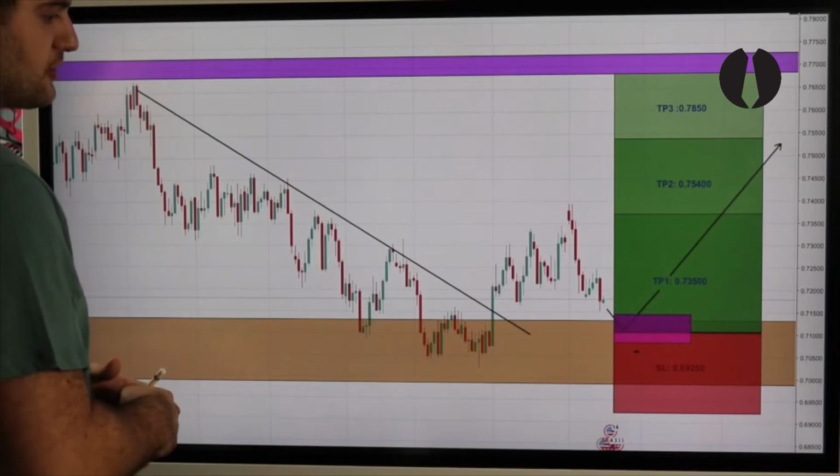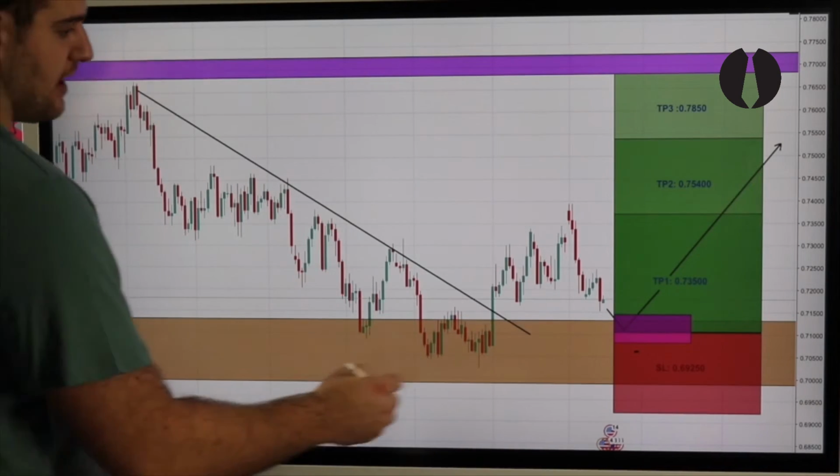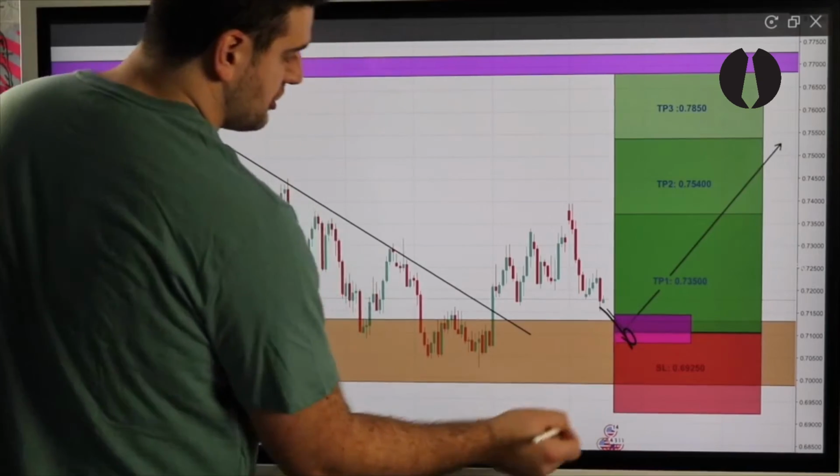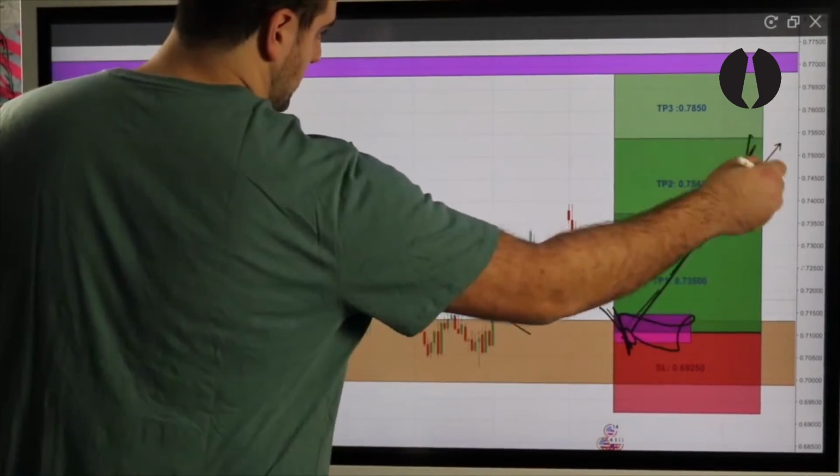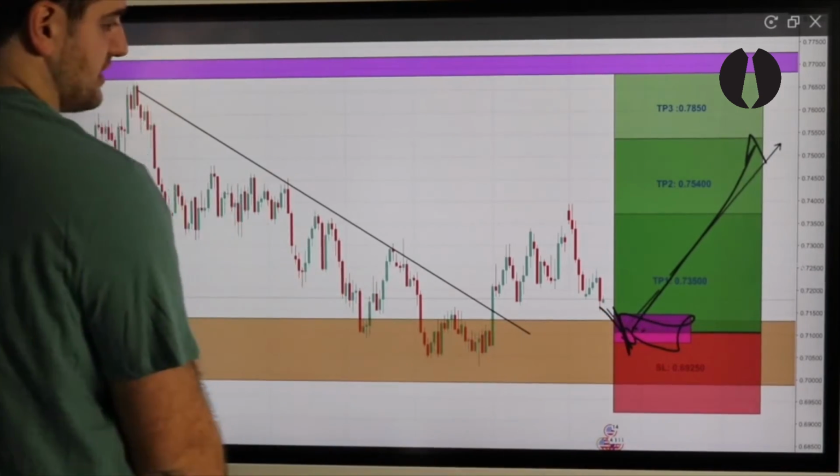When you receive your signal, you're going to get this screenshot. All this is saying is wait for the completion of exhaustion or stay patient, and then wait for price action confirmation. So a bullish engulfing candle or significant pin bar.